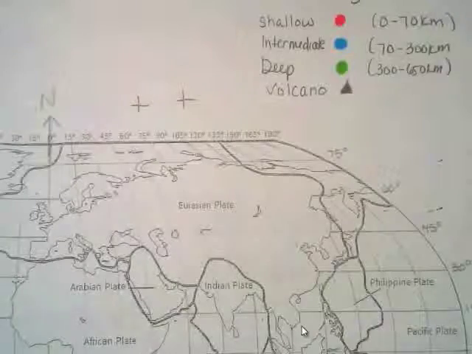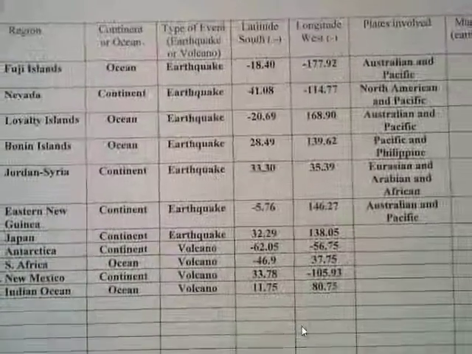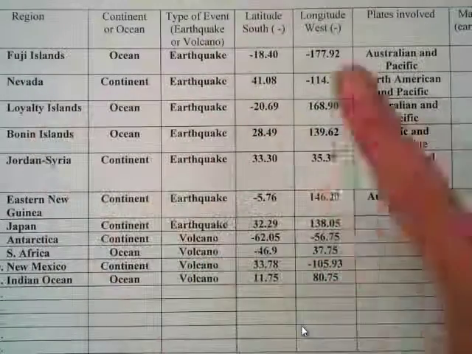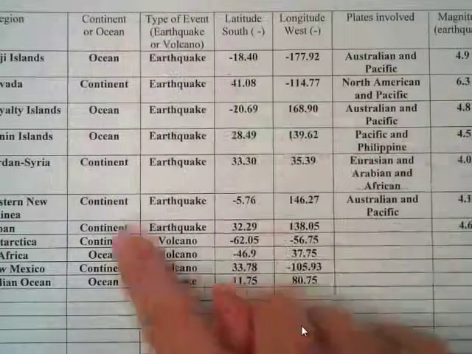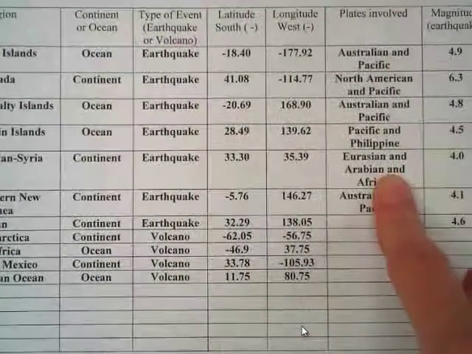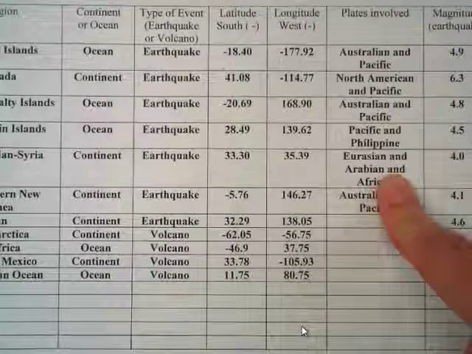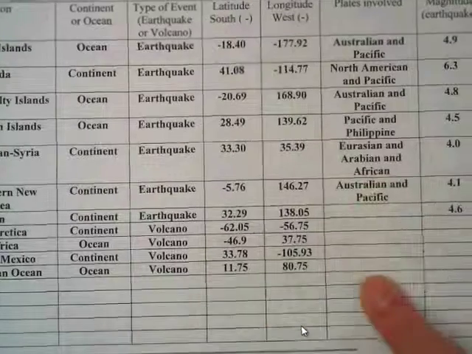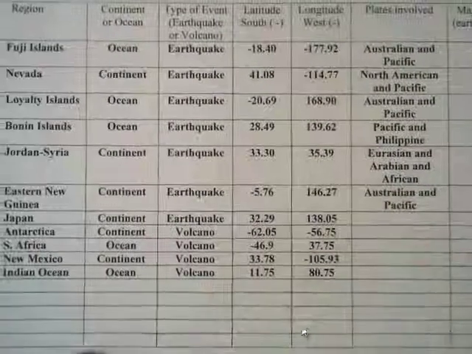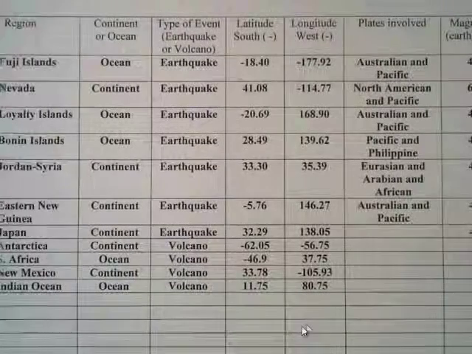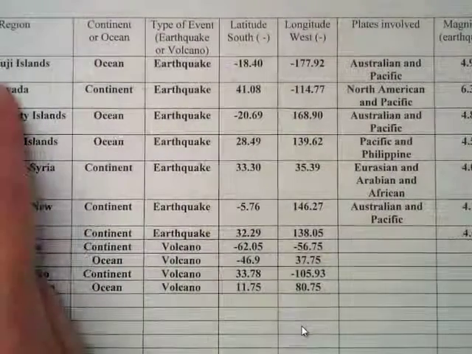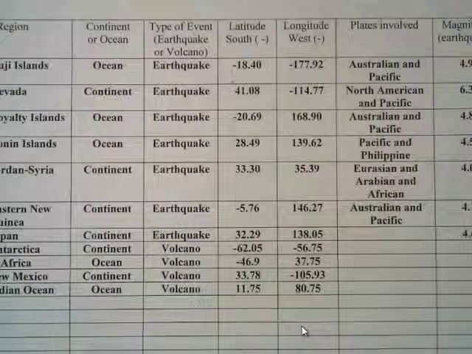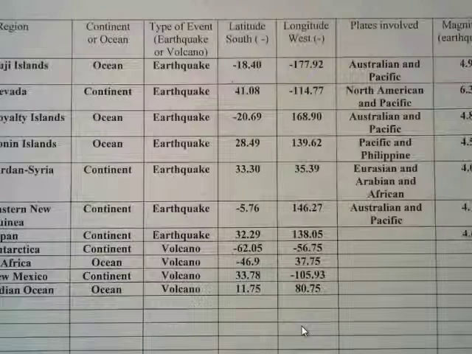Okay, now I'd like you to look at your data table. So I've done some for you where I've actually put all the information in, as well as whether it happens on a continent or an ocean, and the plates involved. Now when you put your own data in here, you're going to have to decide if it takes place on an ocean or continent and which plates are involved. Now, don't be concerned that you won't know this information or that you need to know the region just by looking at a map. You will get that data either from the packets that I have or from the websites.